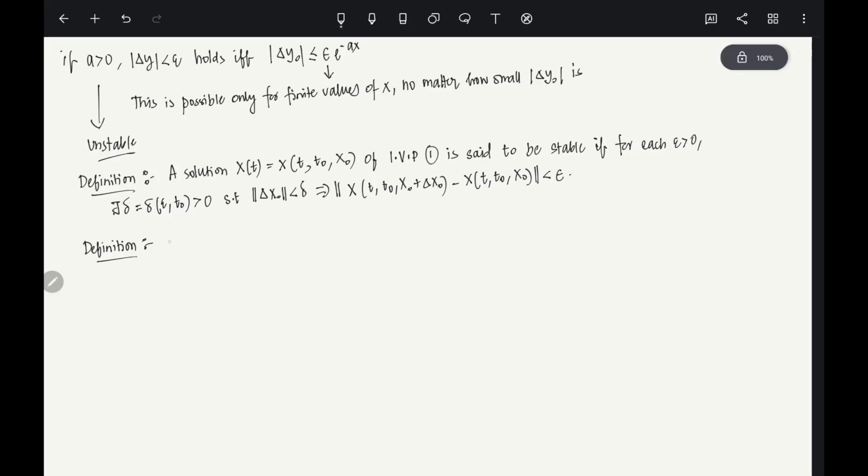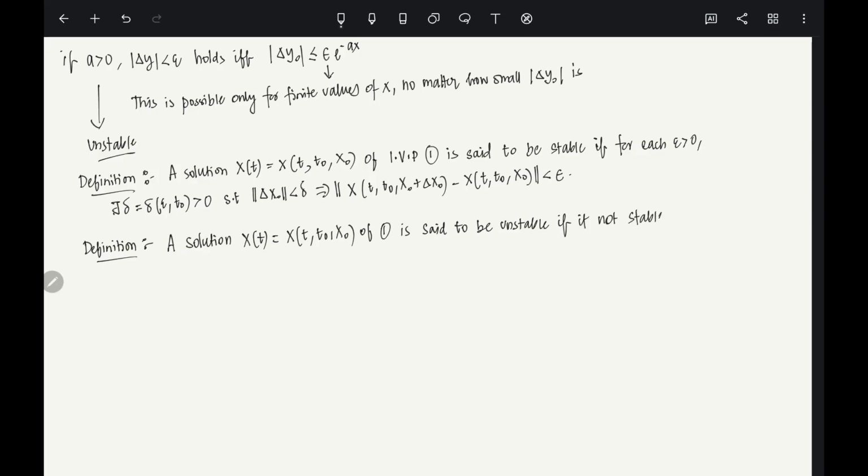Now a solution x of t, which is given by x of t; t naught, x naught, is said to be unstable, right? Unstable if, of course, it is not stable. Quite simple, right? When is it unstable? If it is not stable. So that is why the earlier definition doesn't hold basically.